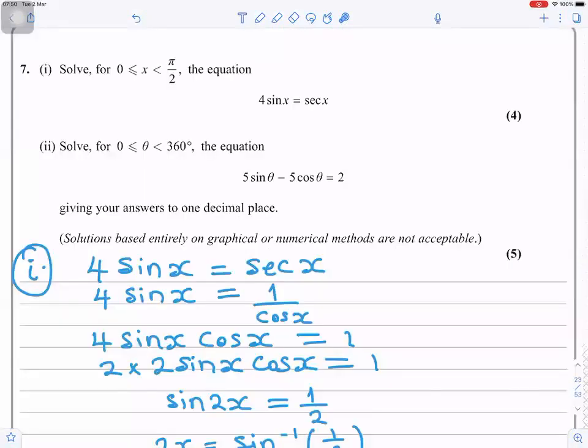Question 7. Solve for 0 less than x less than pi over 2 for sine x equals sec x.